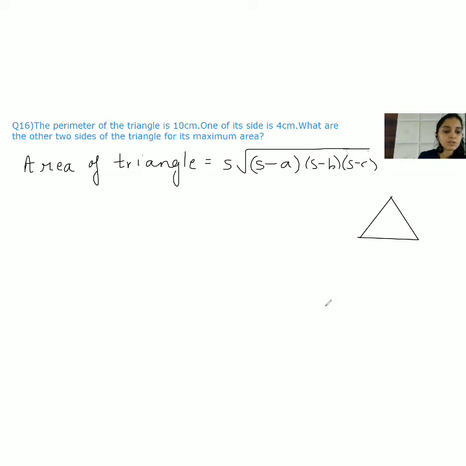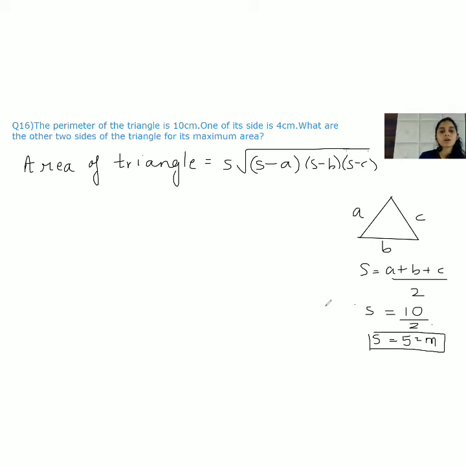Yes. So we'll name these sides as A, B, and C. S is equal to the semi-perimeter of this triangle, so A plus B plus C upon 2. We know that the perimeter A plus B plus C is 10 for this triangle. So 10 upon 2 is 5. So we know that S is equal to 5 centimeters.